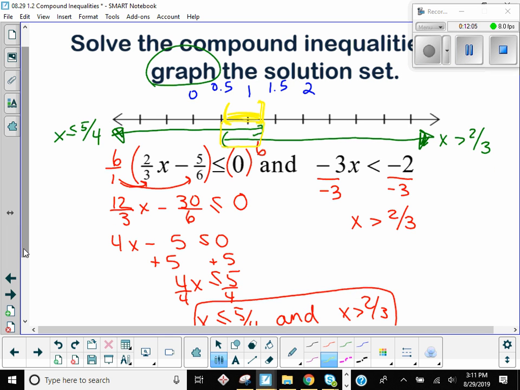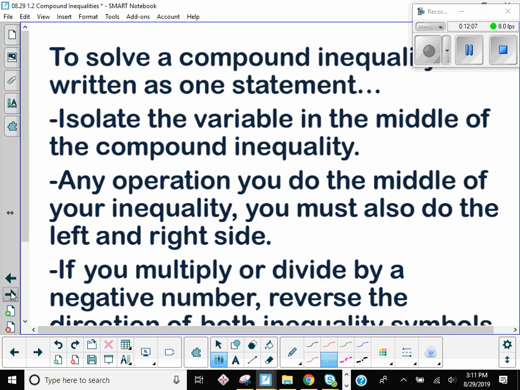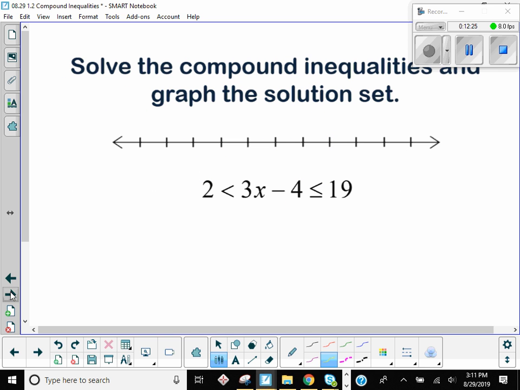All right. This is a lot of words, but I think this is actually the easiest part of the whole lesson. This is when your compound inequality is written as one statement. Now the ones we've already done were two things with an "and" or an "or." This right here is talking about when it looks like that, just one long statement.